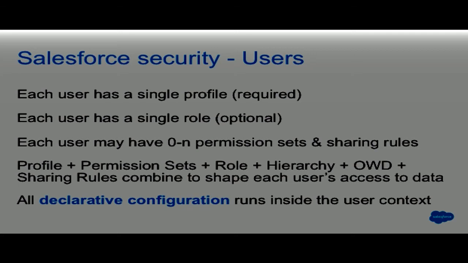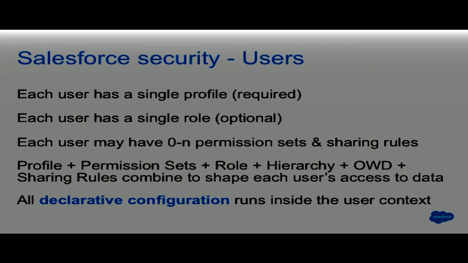So how they can get to records and fields and what they can do when they get there is all through the lens of all of these things. And all of your declarative configuration runs through all those filters. It runs inside of what we call the user's context. So all of your declarative configuration respects all of this and understands all this.